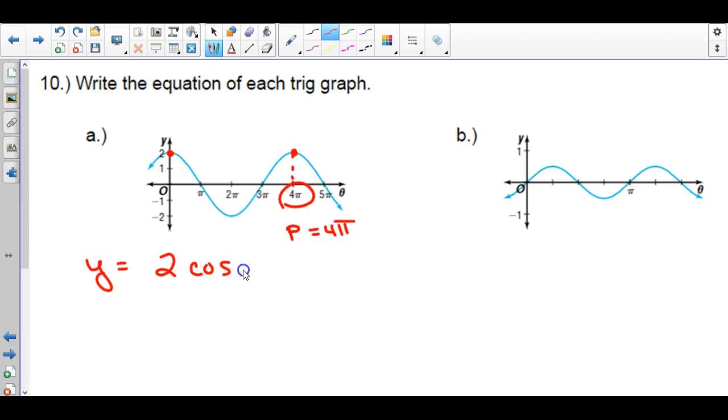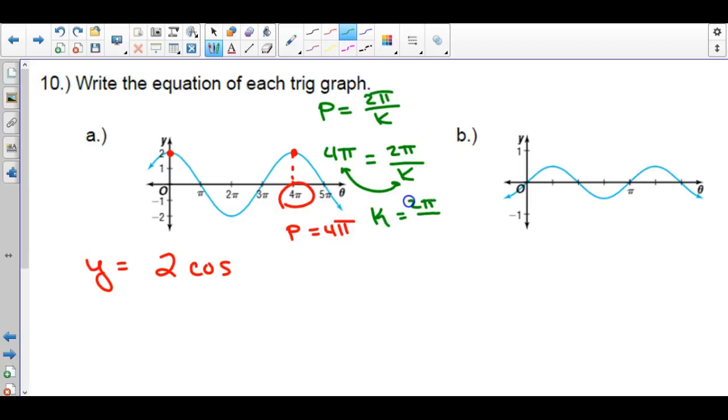Now, again, that does not mean I'm going to put 4 theta here. That's not a k value. We need to figure out the k value. That's the only real part of work that you need to do here. So p equals 2 pi over k. I'm going to substitute 4 pi into the left side of this equation. I think we had one like this before, where the k and the 4 pi could just flip around. And what I end up with is 2 pi over 4 pi, which is 1/2. So that's going to be the k value, which we can just write as theta over 2.